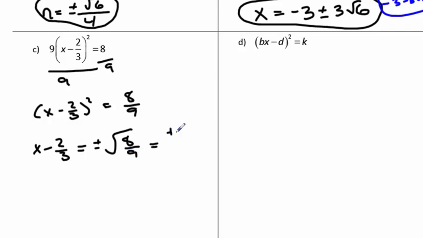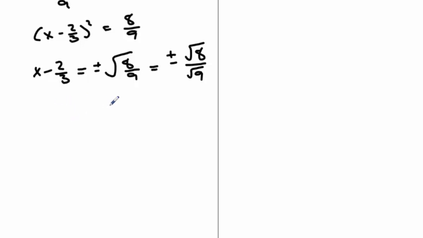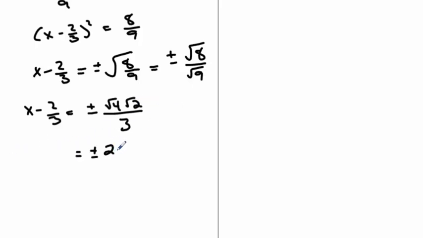We already know that we can't leave a fraction inside of a square root, so we're going to separate this into the square root of 8 over the square root of 9. Keep simplifying because your square root is not yet simplified. So I've got x minus 2/3 equals plus and minus. Okay, I know on the bottom that the square root of 9 is 3. And on the top, the square root of 8 can be broken down into the square root of 4 times the square root of 2. So I have plus and minus 2 square root of 2 over 3.